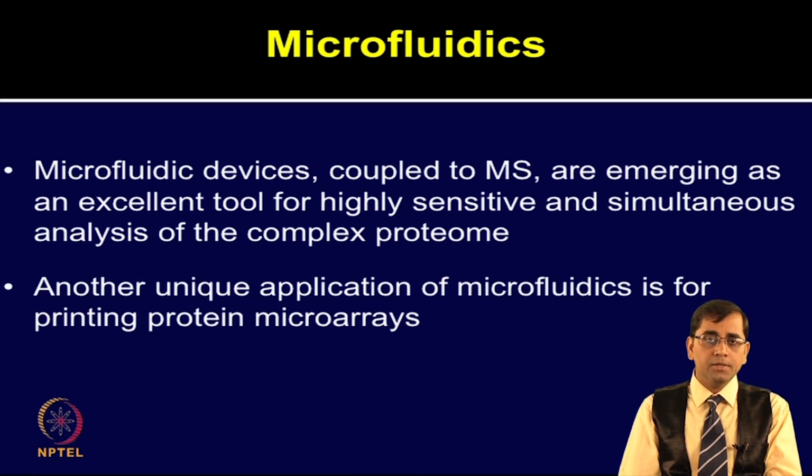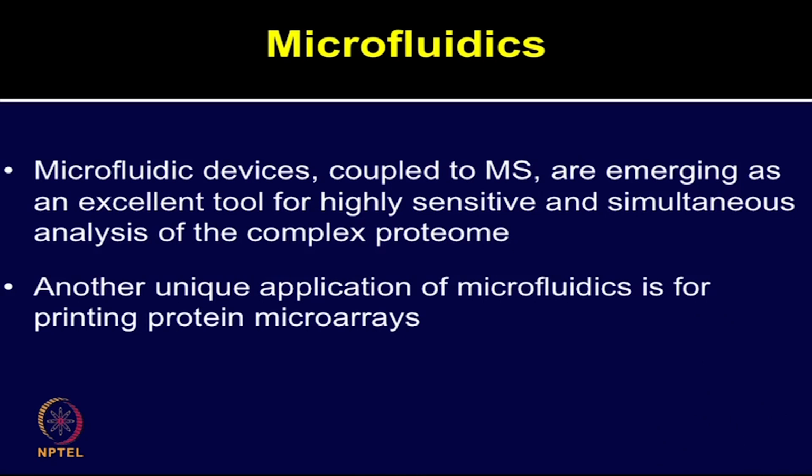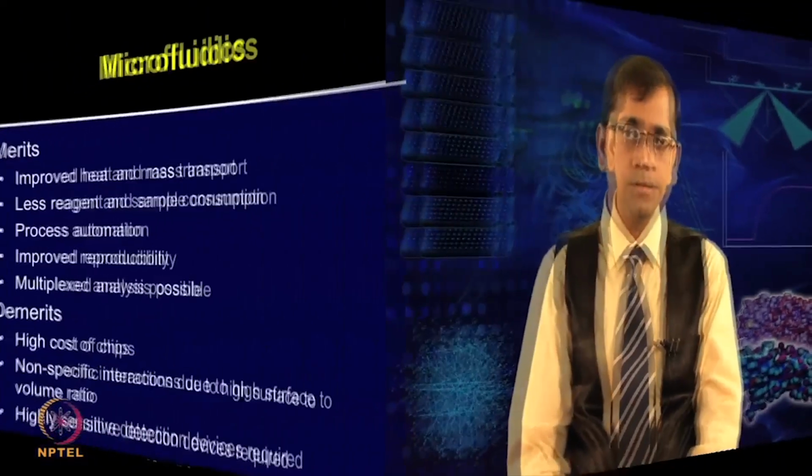Another unique application in proteomics is the application of microfluidics to print microarrays. Printing DNA, RNA and proteins on the chip surface is always challenging. And now different types of solutions are offered by microfluidic based systems to enhance the spot to spot reproducibility and lower the sample consumption during the printing.